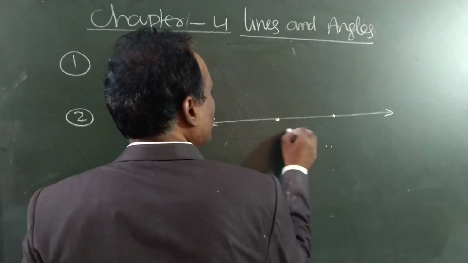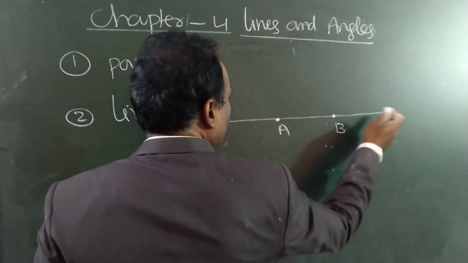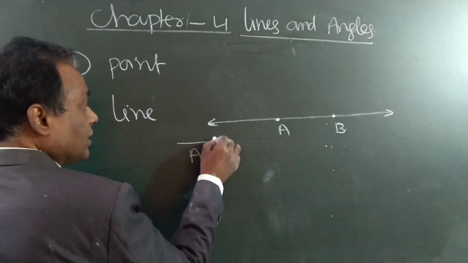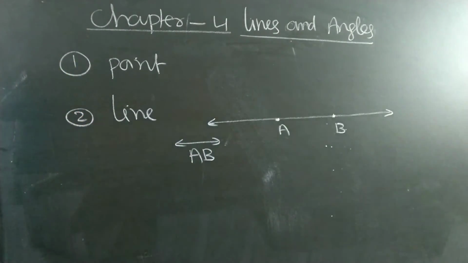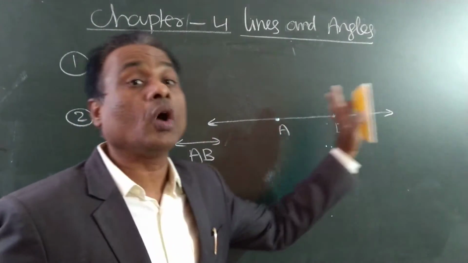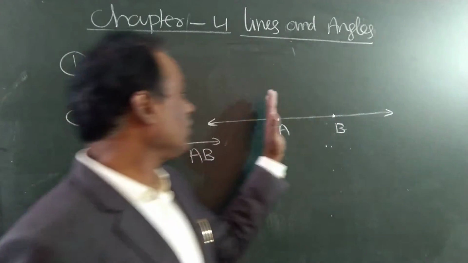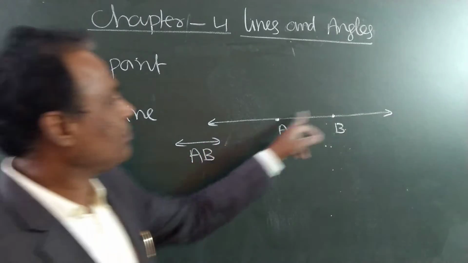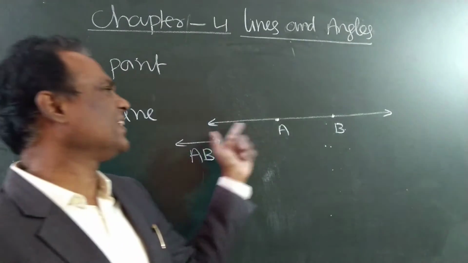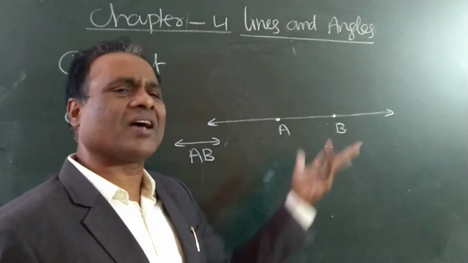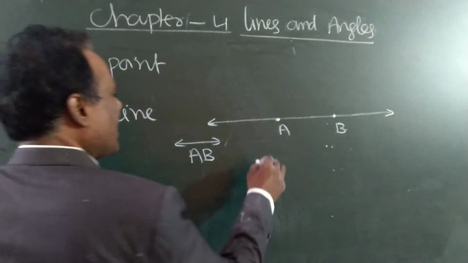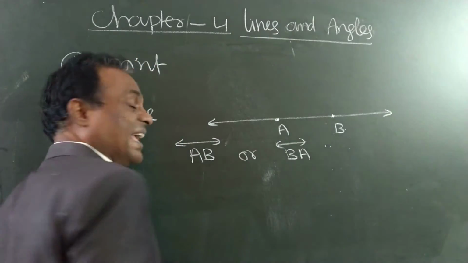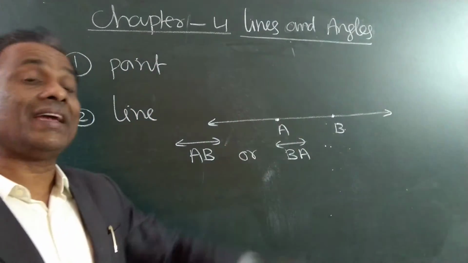Even if you take 2 points on this line, this line can be written as line AB, both directions have arrow marks. This is the line, there is no end. This side continuity, this side continuity. You can call it AB line or BA line because there are arrow marks on both sides. Line means arrow marks on both sides.